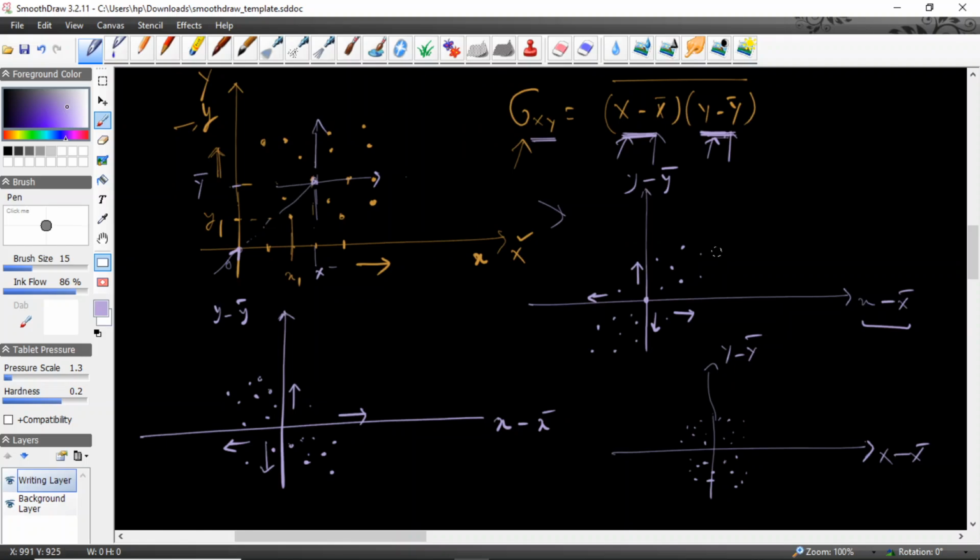So if the covariance of the two random variables, sigma xy, which is the average value of x minus x bar into y minus y bar, is 0, we say that x and y are uncorrelated.